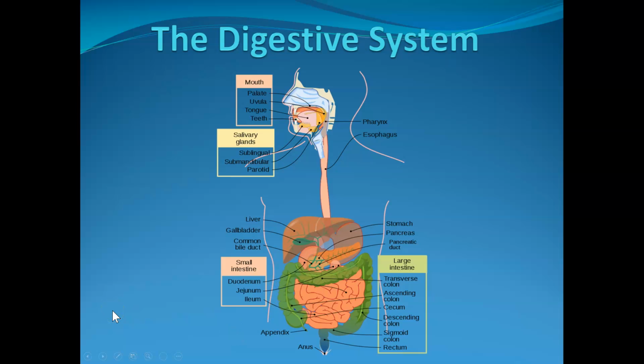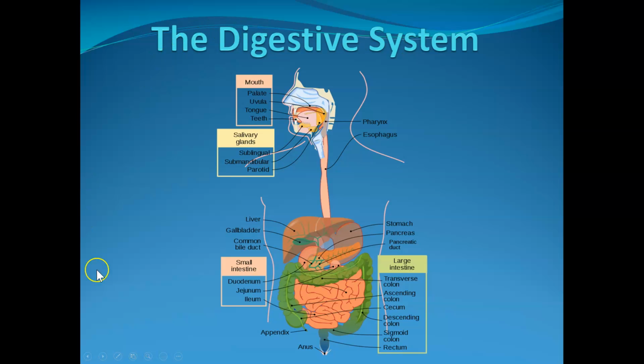Hi class. So today we're going to talk about the digestive system, and we're going to go through all the parts of the digestive system, the organs and the other structures involved in digestion, and we're also going to talk a little bit about the enzymes that are involved, because the digestive system involves both mechanical or physical digestion along with chemical digestion.